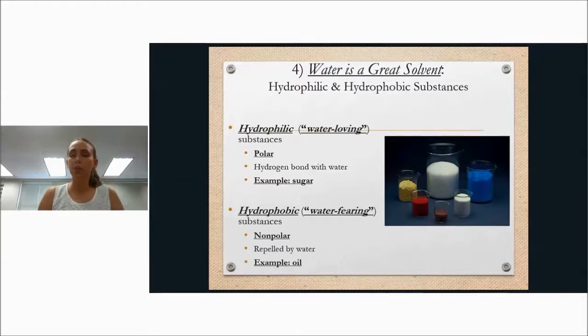Hydrophobic substances, or water-fearing, are nonpolar, meaning they don't have a charge. They don't have positive and negative ends. And they're repelled by water. Oil is an example of that. In our water lab, you saw that the oil sat on top of the water and would not go down, would not mix with it at all.